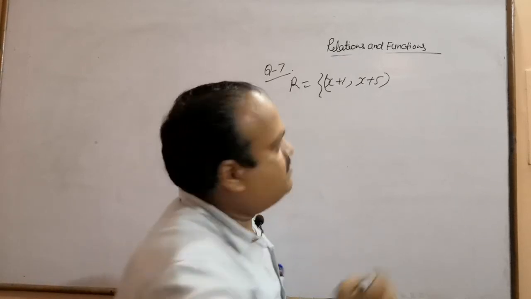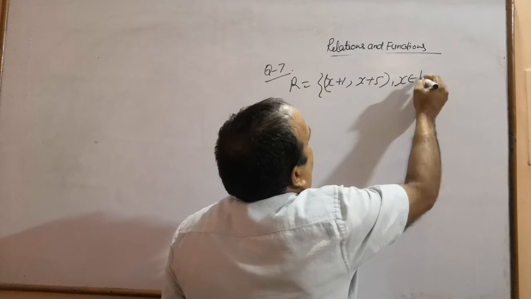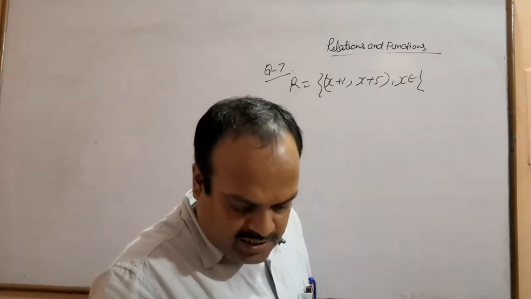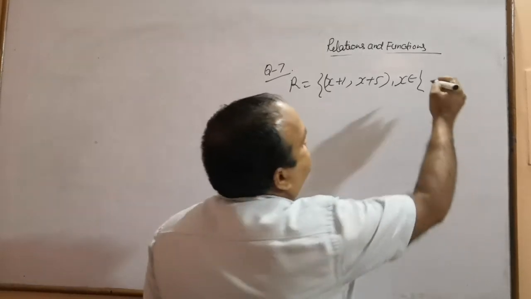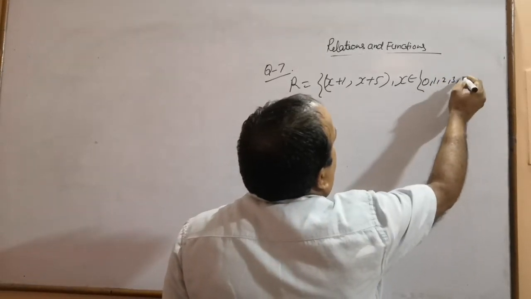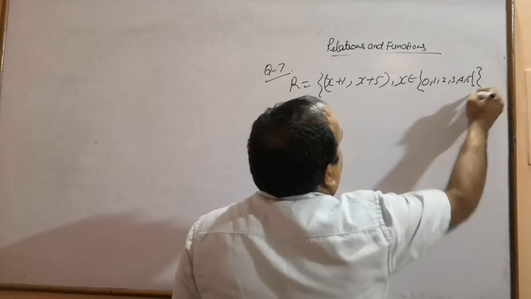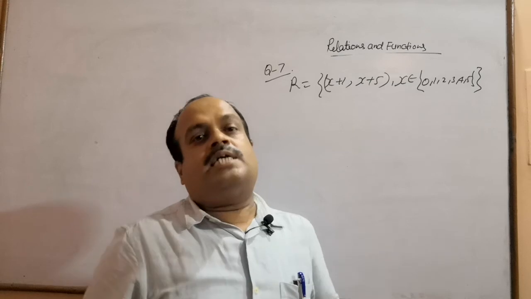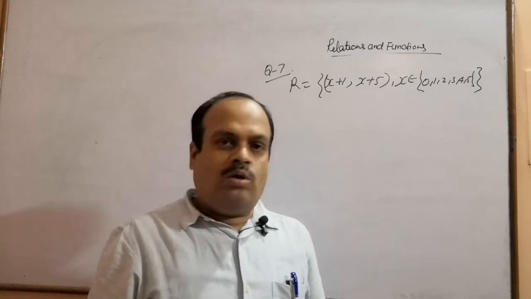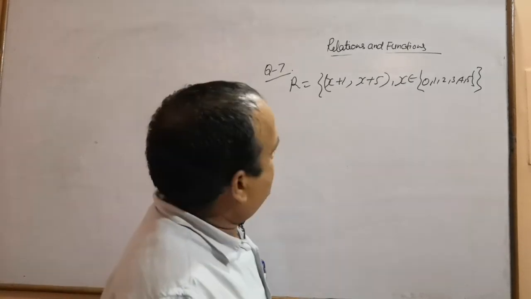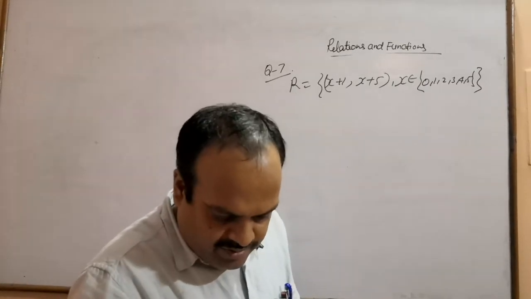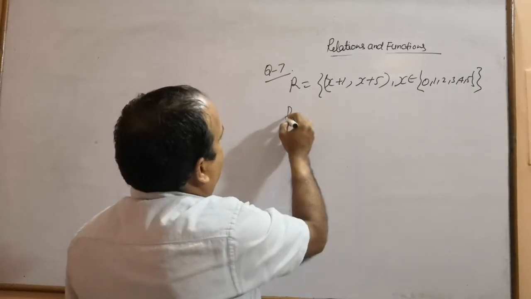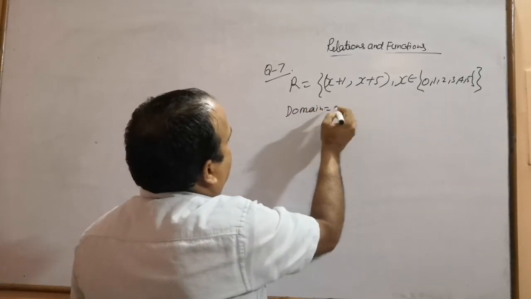where x belongs to a set, x belongs to a set with elements 0, 1, 2, 3, 4, 5. So this method of expressing a relation is called the set builder or rule method. Remember it. What do we want to find? We want to find the domain and range of the relation R.